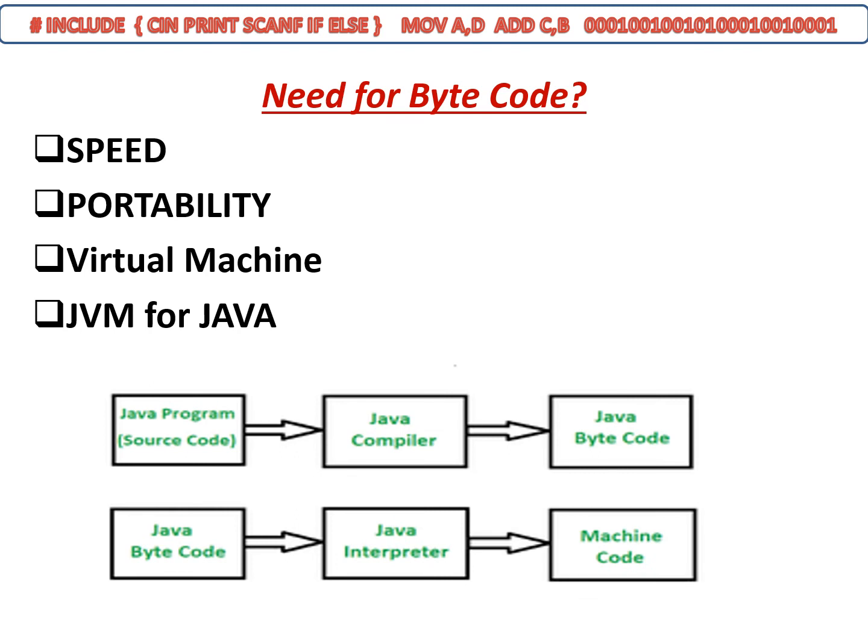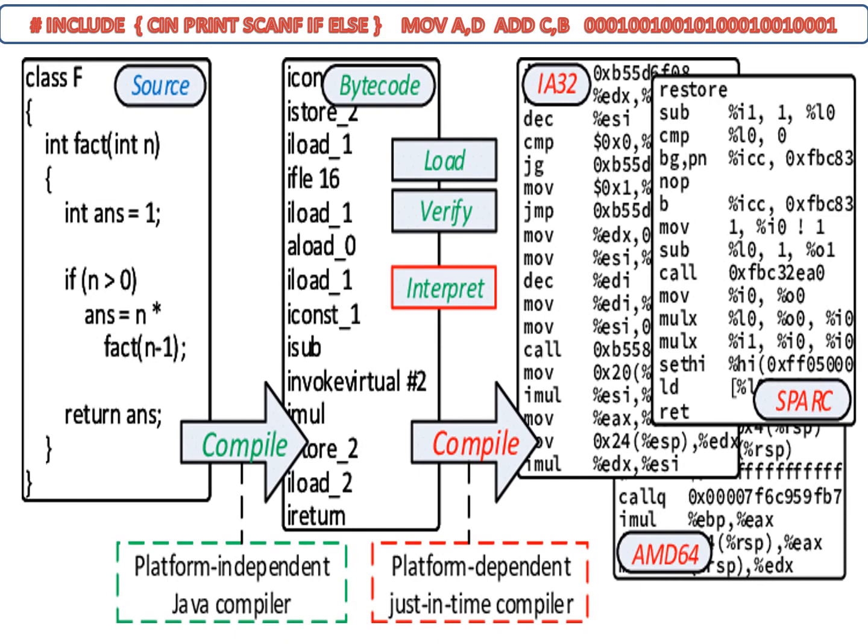So, a Java compiler converts the source code into bytecode, and then the Java interpreter, the JVM, converts that bytecode into machine code. In the next slide we can see how it is working. Next, we are going to see how that compiler and JVM work.